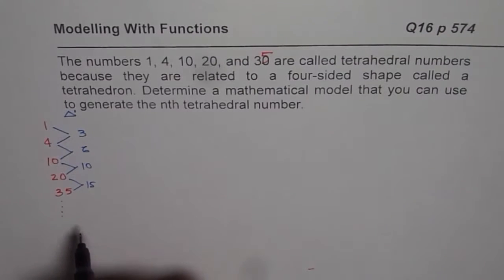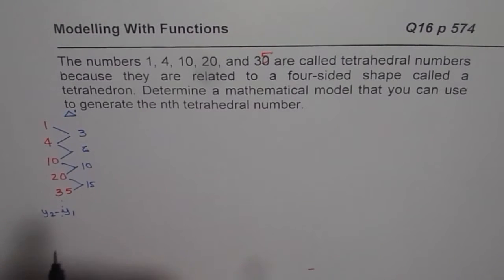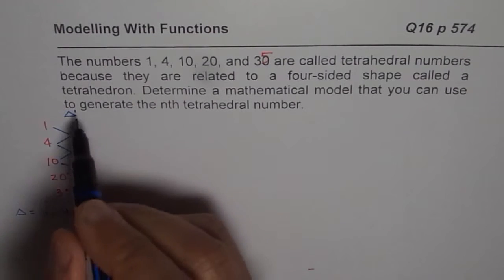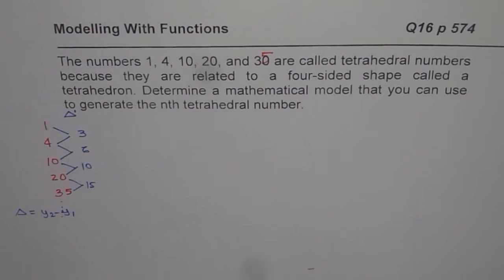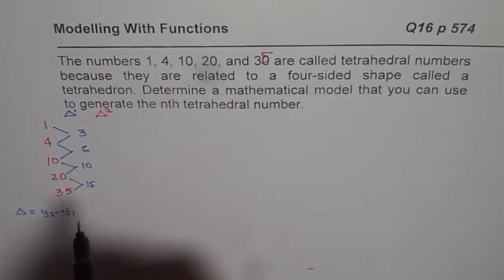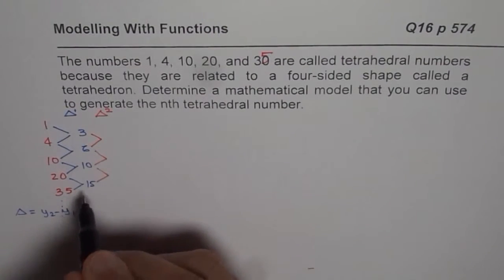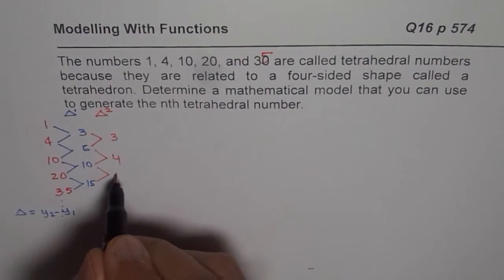So what we did was take the difference between consecutive terms, right? Basically we did y2 minus y1 to find the finite difference, and that is delta for us. So the first time, we get the numbers 3, 6, 10, 15. Well, they are not constant, so it is not a linear function. Let's find the second finite difference, delta 2. So 6 minus 3, 10 minus 6, 15 minus 10. 6 minus 3 is 3, 10 minus 6 is 4, and then we have 5.